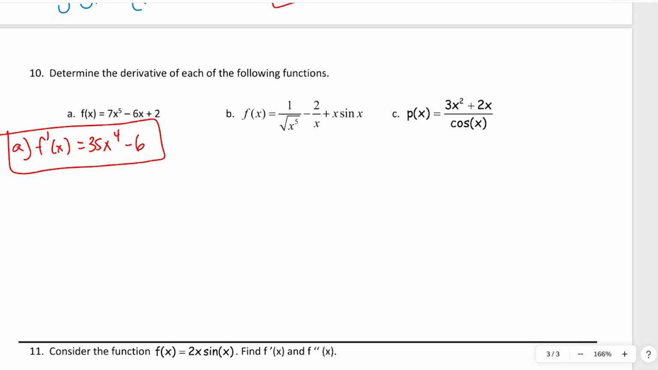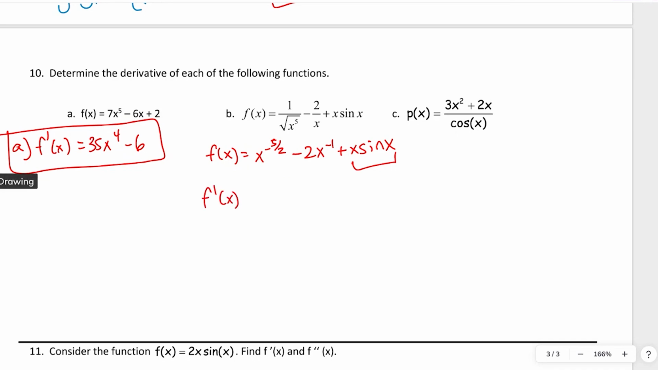B, we can use the power rule for part of it, but let's rewrite it first. So f of x is going to be x to the negative 5 halves power minus 2 times x to the negative 1 plus x times sine x. Now we can use the power rule for the first two terms, but we'll have to use the product rule for the last one because we have x times sine x.